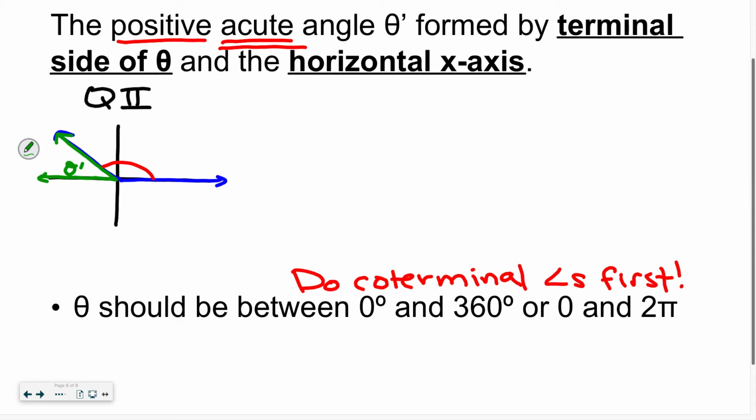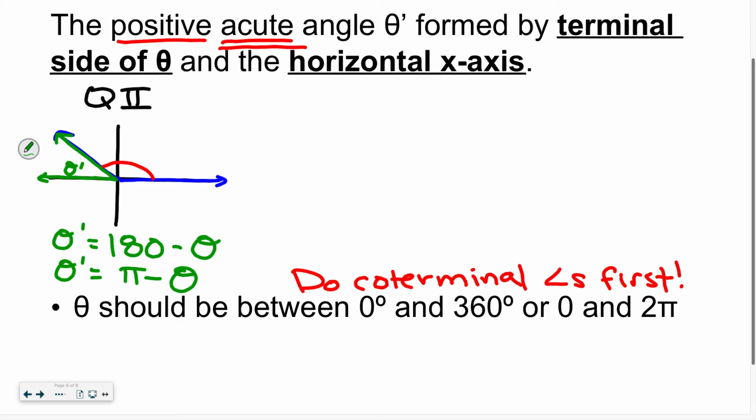Note that in quadrant 2, if you get your angle between 0 and 360, then your angle and your reference angle add up to 180. So theta prime is 180 minus theta, or pi minus theta. You might remember that rule from last year.